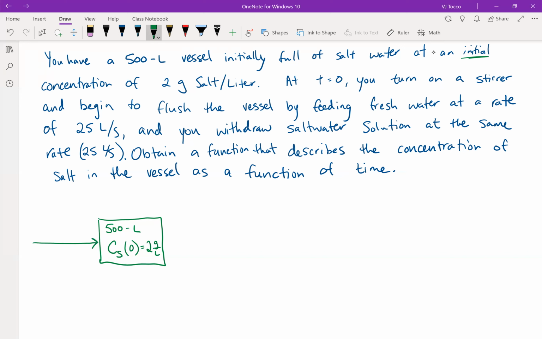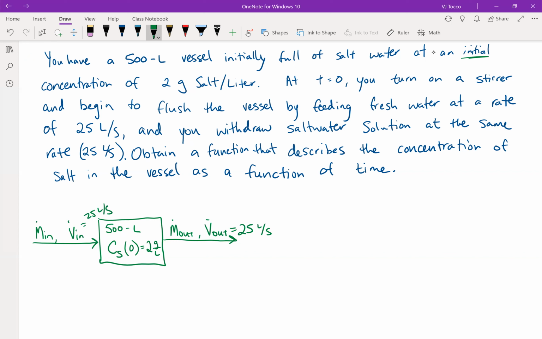I have an input stream and I have an output stream. So this is an unsteady state continuous mass balance problem. I do have a problem though, because I'm not given what the mass flow rate is. So I could label this as M if I want. But the problem is that we know that the density of freshwater and saltwater is different. So I don't necessarily know what M in and M out are. However, I do know what V in and V out are. So V out is 25 liters per second, and V in is also equal to 25 liters per second.